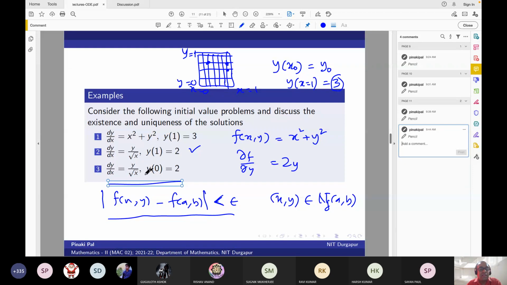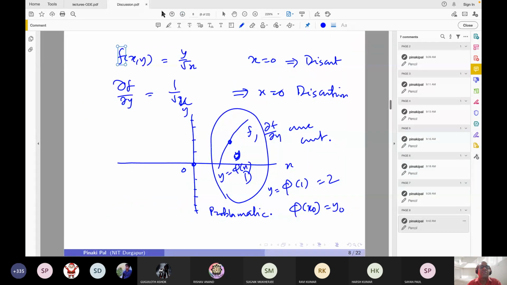Okay, and in the third problem, same differential equation, but the initial condition has been changed. The point has been changed. (0, 2) is the point now: x0 is 0 and y0 is equal to 2. Let us look at the region.